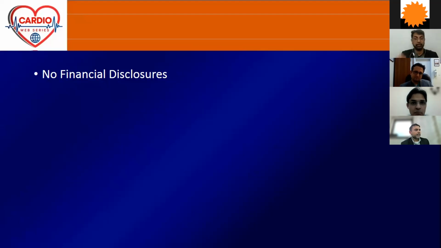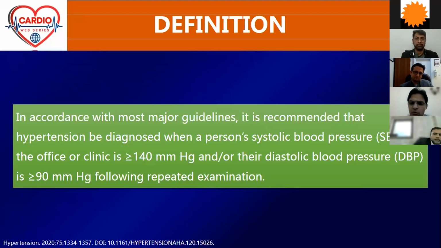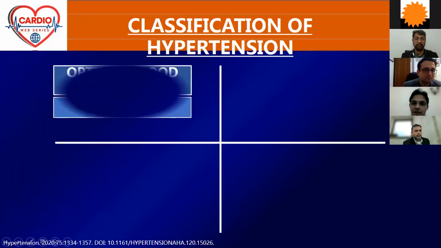There are many guidelines. In this talk, which is only a 7-minute talk, I really don't want to go into a lot of trials. But the International Society of Hypertension defines hypertension as diagnosed when a person's systolic blood pressure in the office or clinic is more than 140 and diastolic is more than 90. But again, this is not as simple as it sounds.